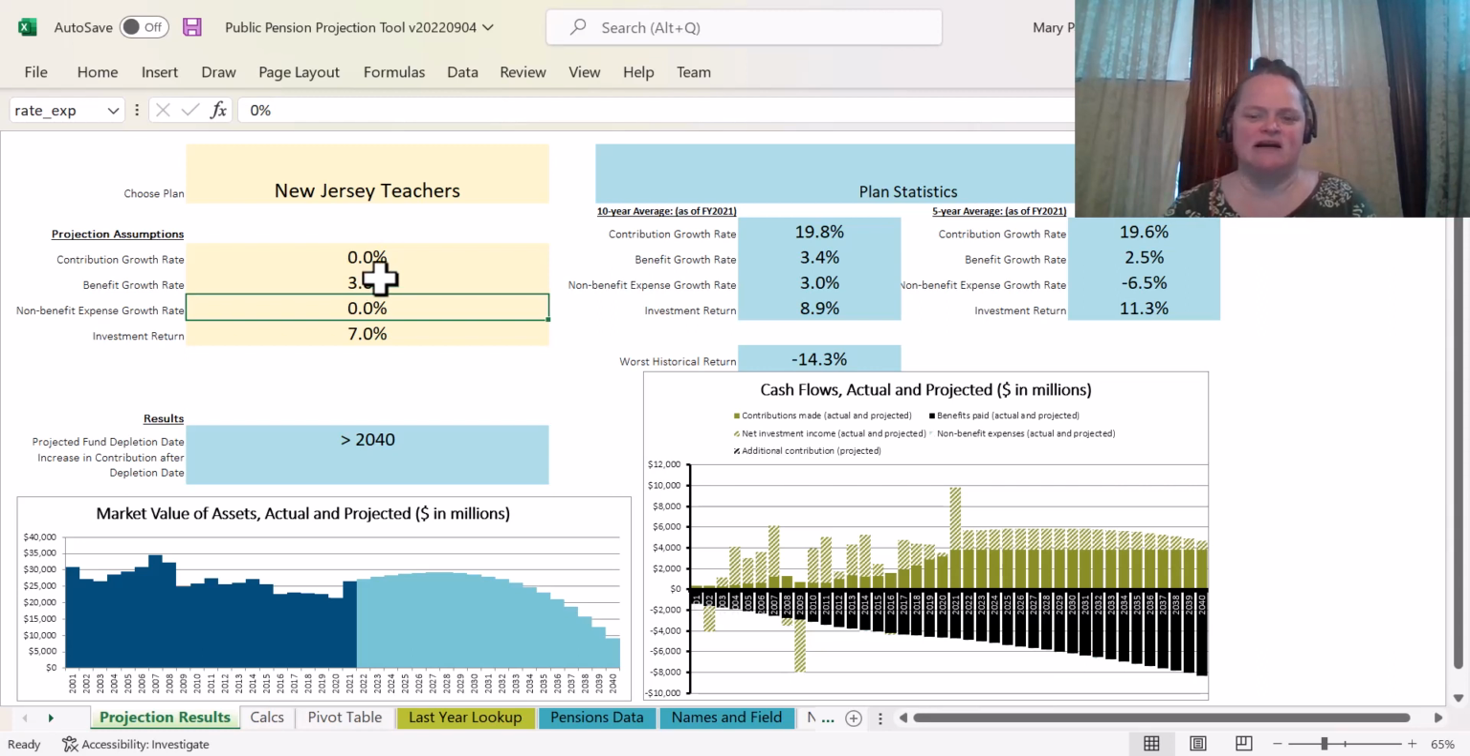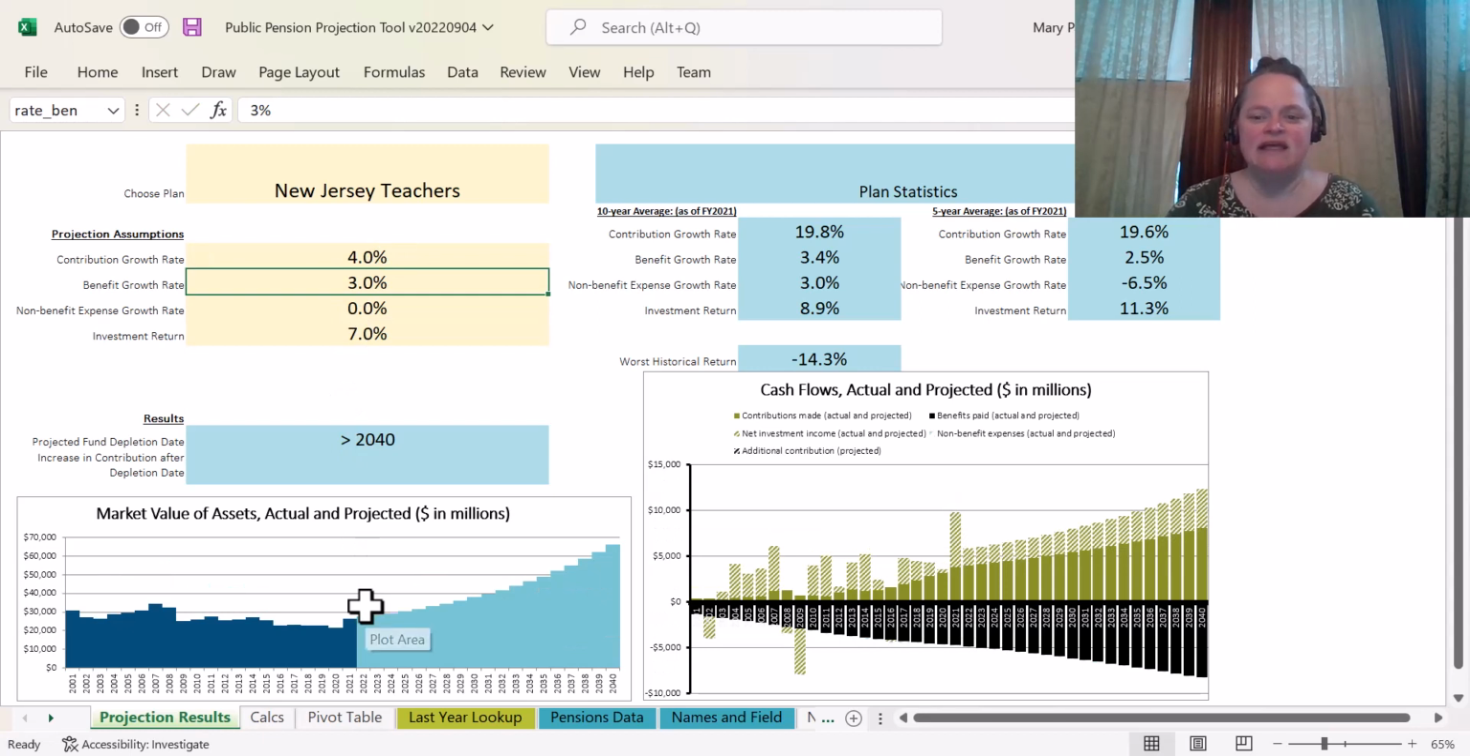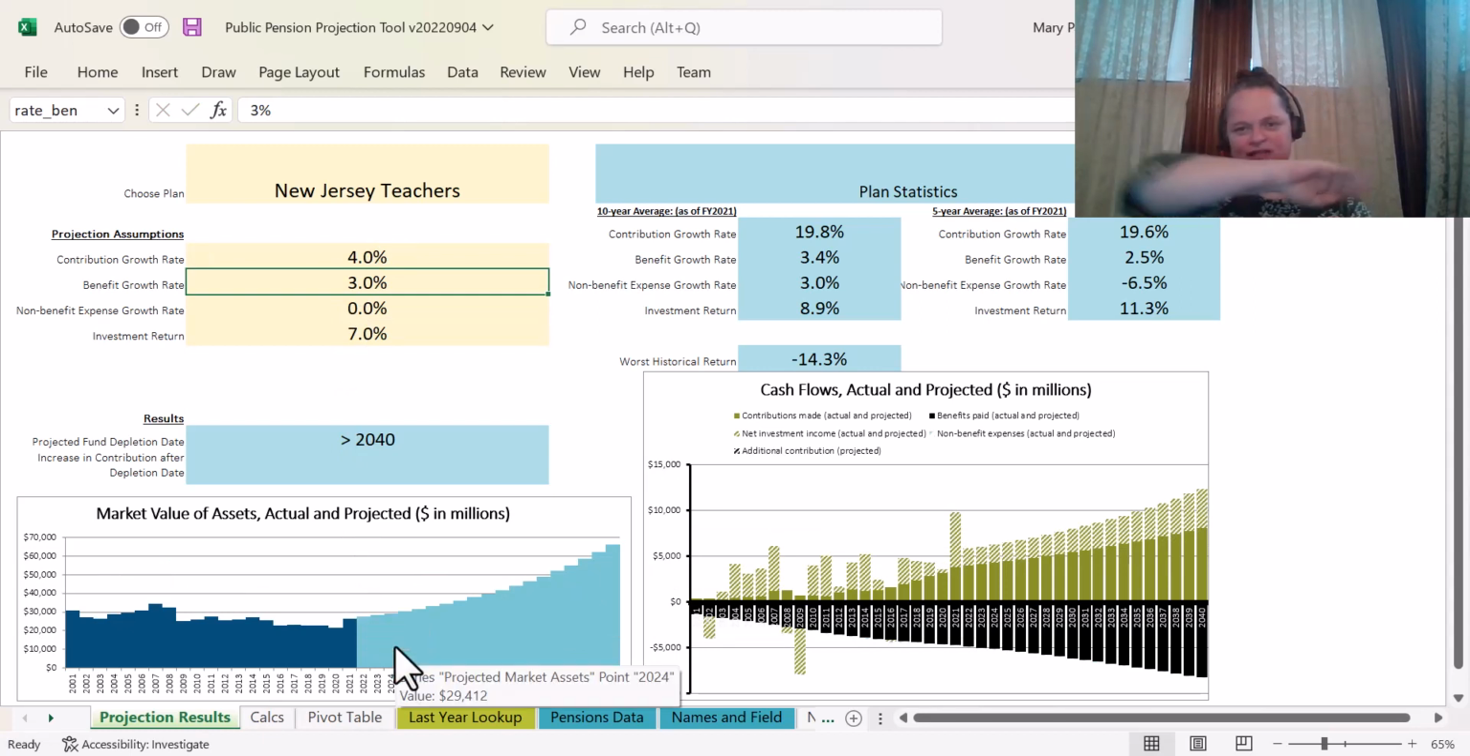Now, look at that contribution growth rate. And this goes through 2021. We've got this big ramp up. My question is, how sustainable is that? Can they really continue to ramp it up at almost 20% per year? That is not sustainable. I'm just going to say 4%. And maybe they can have this glide path that would work.